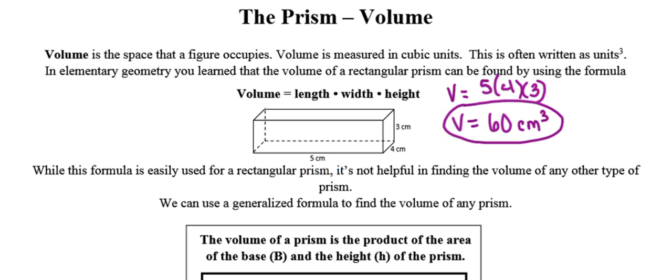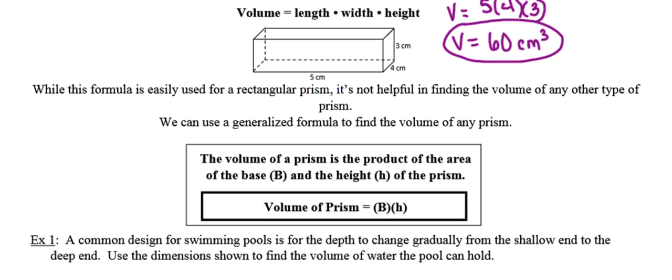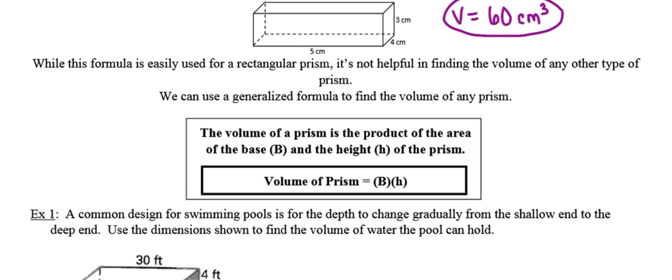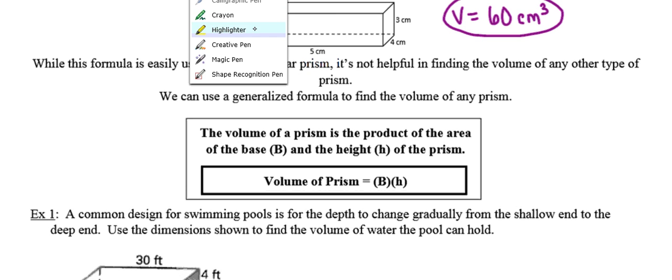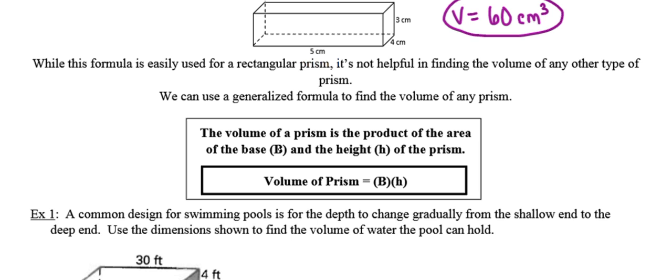So for those other prisms, we're going to use a generalized version of this volume equals length times width times height formula. The new formula that you're going to learn says the volume of a prism is equal to the product of the area of the base. And notice that in our formula, we're going to represent the area of the base with a capital letter B. That capital B is important, not to be confused with a lowercase b, which represents the length of one side of the base. So we're going to multiply the area of the base times the height of the prism. So when you see this formula for volume of a prism, you think area of the base times the height.